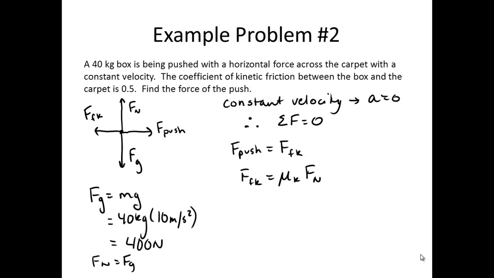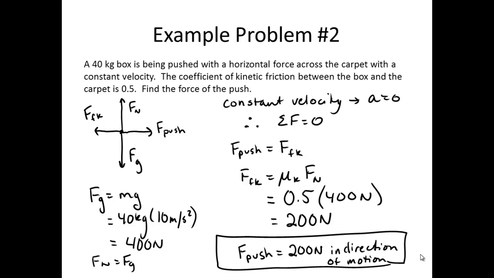Again, we can find our normal force. In this case, it doesn't always equal the weight, but in this case our normal force is equal to the weight, which is 400 newtons, and we can then take our coefficient times the 400 newtons to give us 200 newtons. So if our frictional force is 200 newtons and we're moving at a constant velocity, then that must be equal to the force of my push, but to the right. So I have 200 newtons in the direction of the motion.